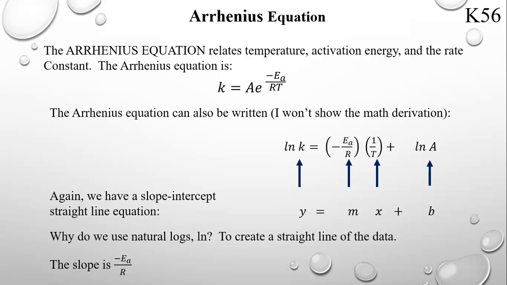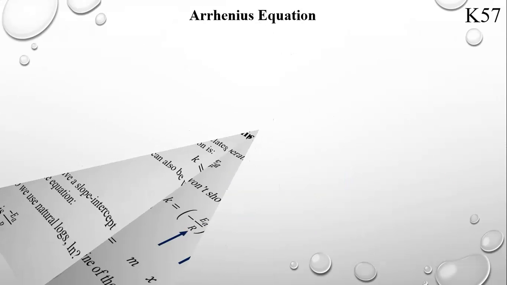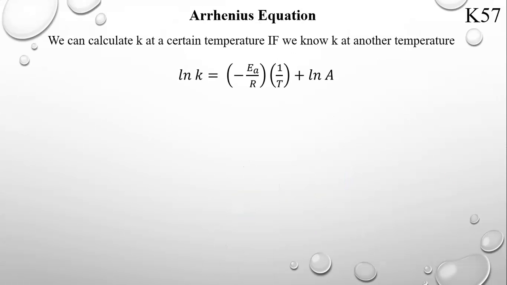Okay, so what's the slope in this? Well, it says at the bottom, the slope is negative EA over R, because that's the coefficient in front of 1 over T, which is your variable x. That's the slope. M is the slope. Again, don't worry about deriving the math. Just kind of learn the equation, and the equation can be written down on a piece of paper.